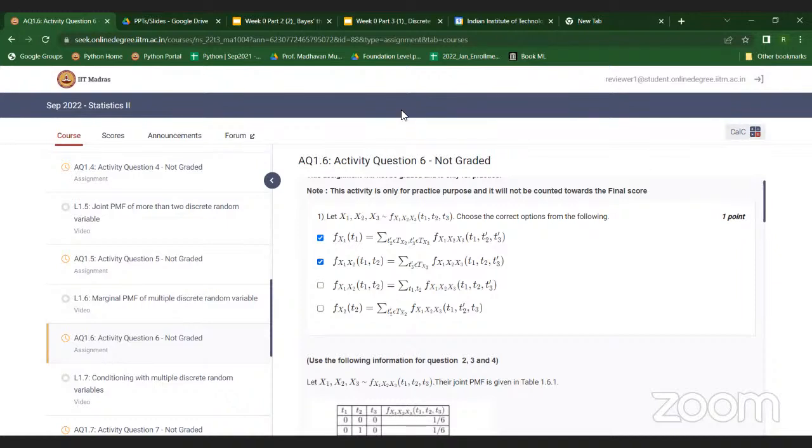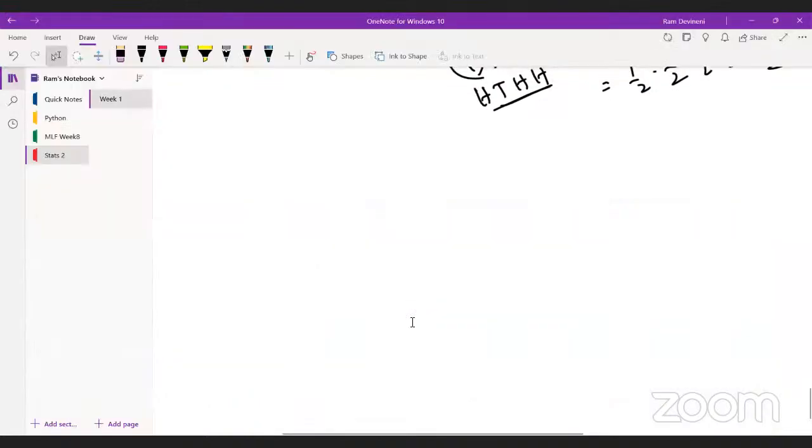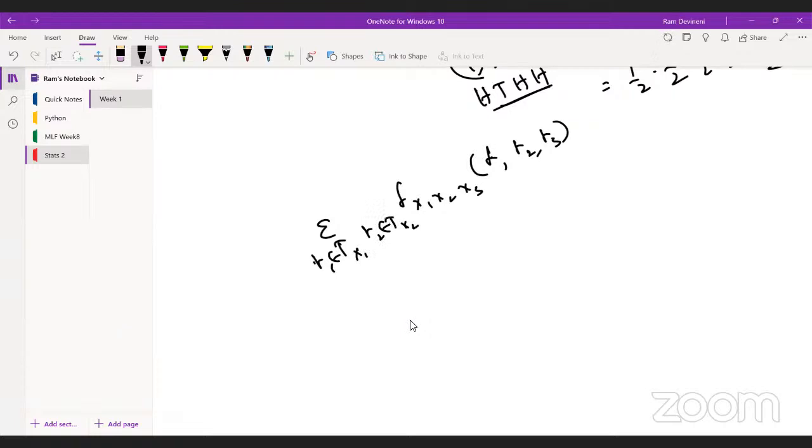Is my question clear? No, sir. Will you please repeat it again? Okay. So what I was saying is, we have here fx1, x2, x3 of t1 comma t2 comma t3. We know that the sum over all the values of t1 belongs to tx1, t2 belongs to tx2, t3 belongs to tx3 is going to be equal to 1, right?